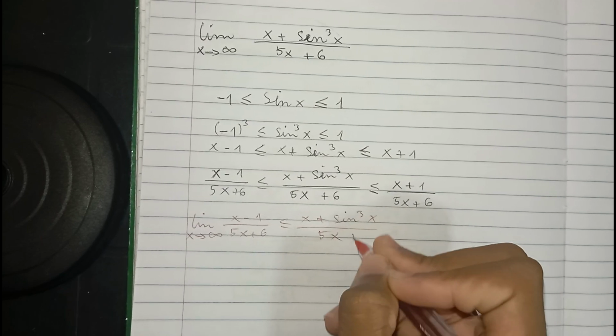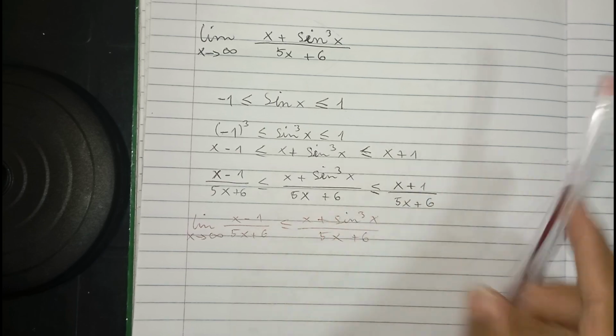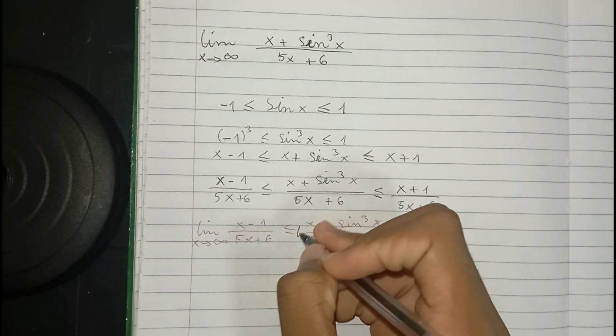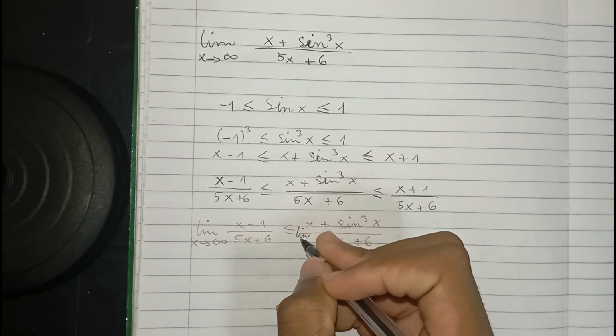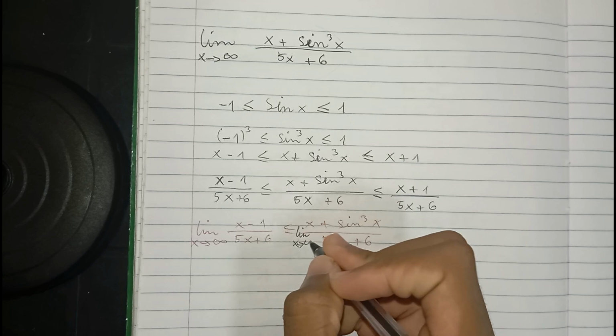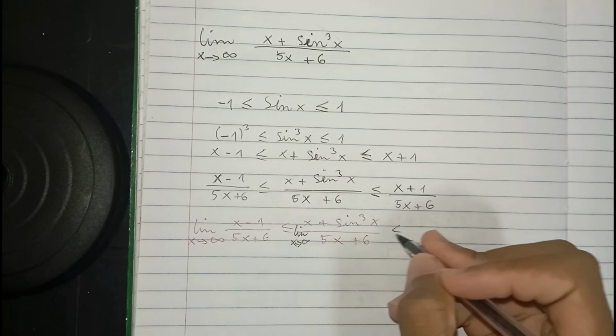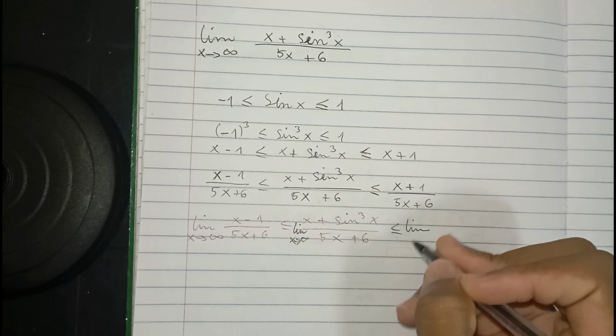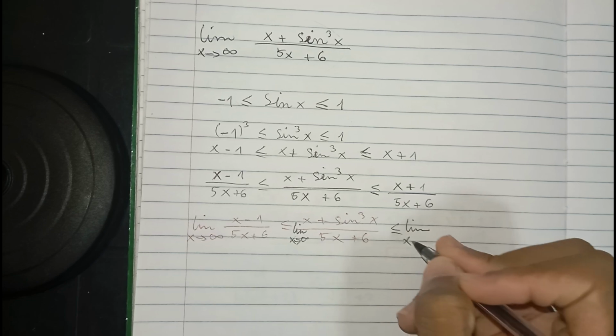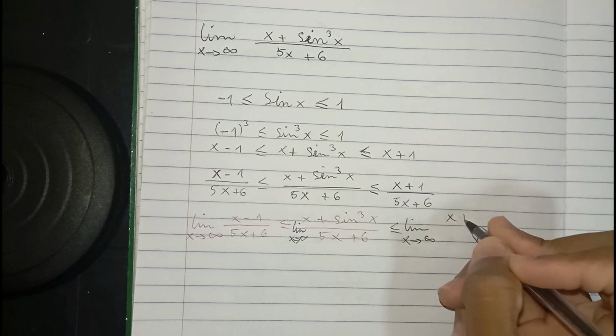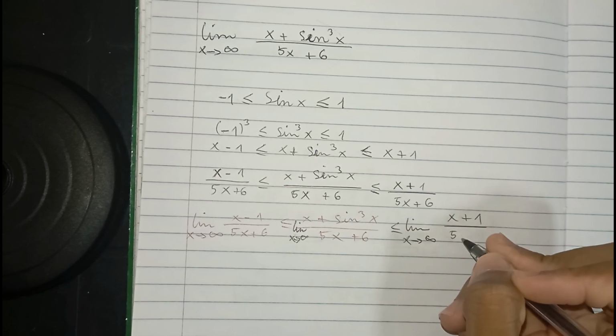I don't know what is happening with me. I even forgot here to put limit. Oh my god, I even forgot to put that. So yeah, it's limit as x approaches infinity, x plus 1 over 5x plus 6.